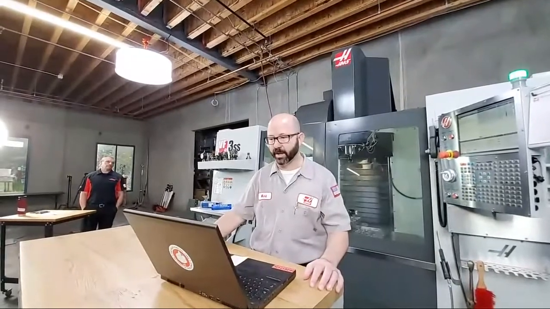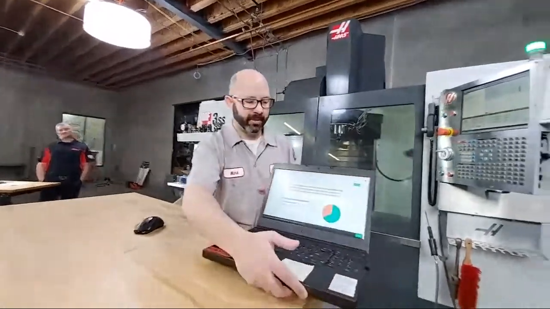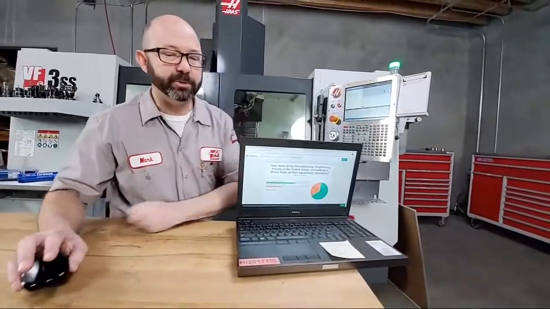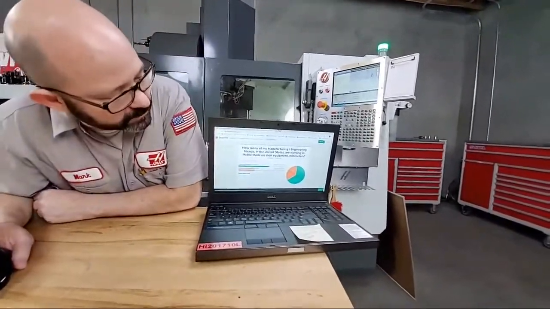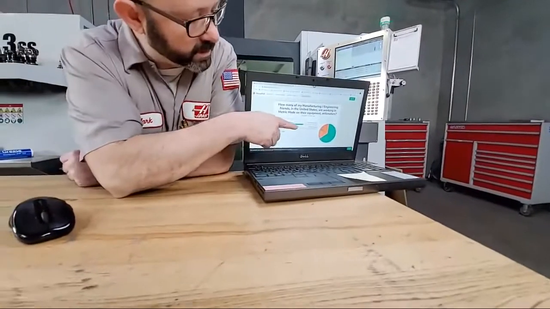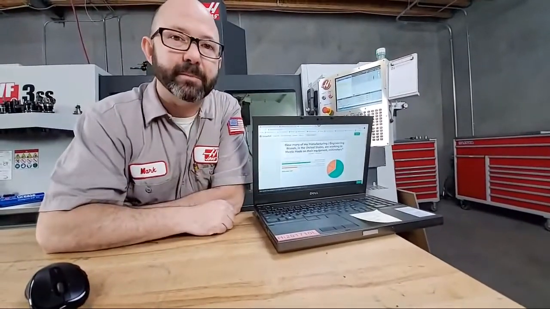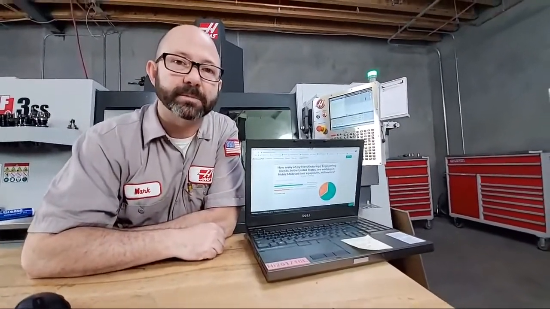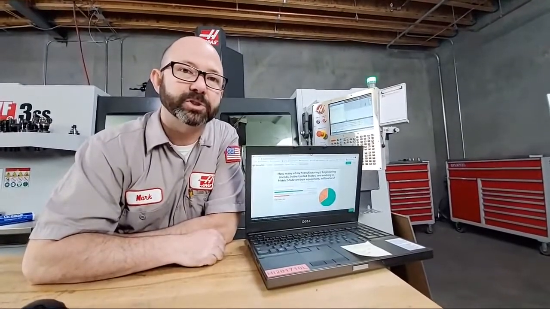And this is where we're at right now. I don't know if you can see this, but this is totally unscientific. The red is metric and the green is inch, and they're saying how many of us here in the United States are actually running machines in metric mode as opposed to inch mode.